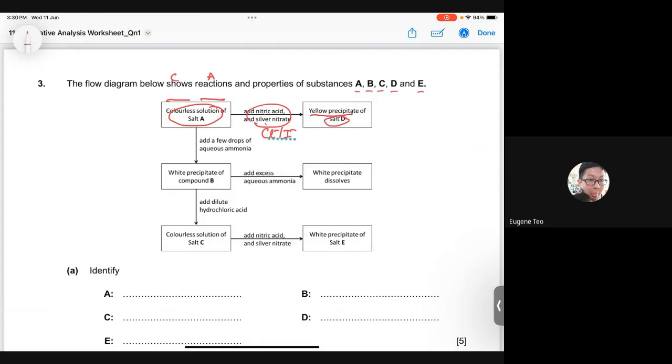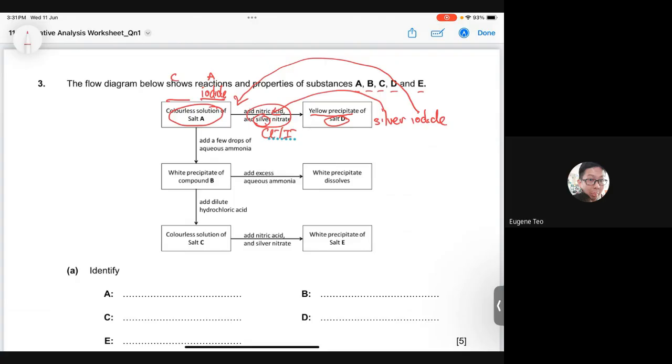So what is this yellow precipitate? This will be silver iodide. Where did the silver come from? The silver comes from silver nitrate. The iodide comes from solution A. So I know A is something iodide. Okay?